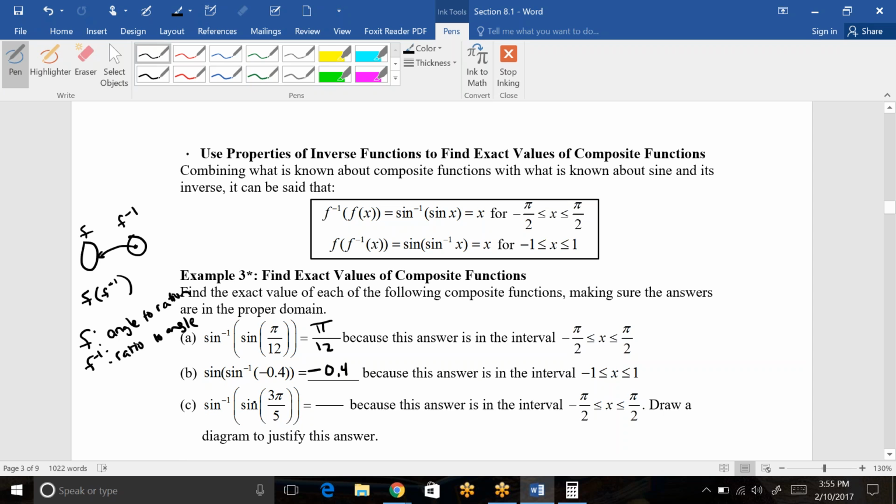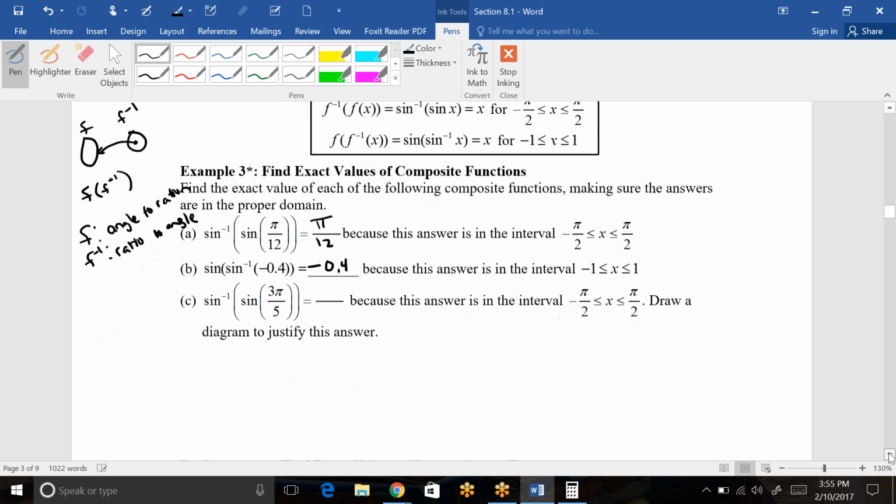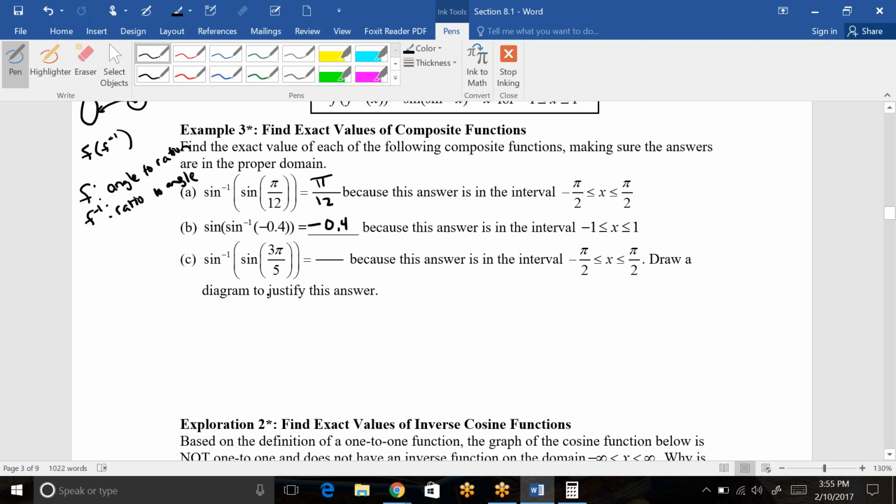So sine inverse of sine of 3 pi over 5. The problem with 3 pi over 5 is that it is bigger than pi over 2. So let's kind of draw this out. So here's pi over 2. Here is negative pi over 2. It's not bigger than pi, because to be pi you'd have to be 5 pi over 5, because the 5s would need to cancel. And it looks like it would be somewhere around here. So 3 pi over 5.